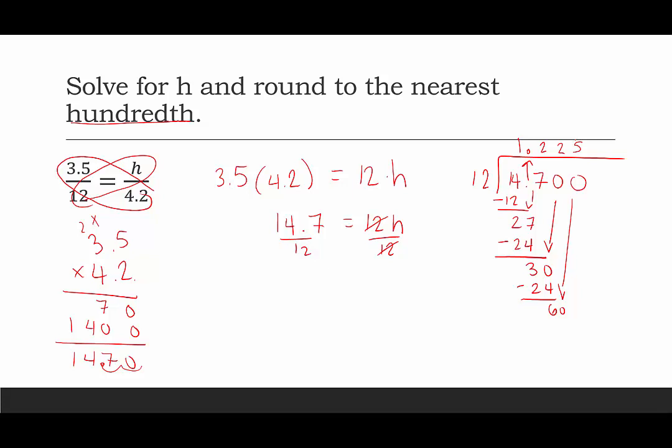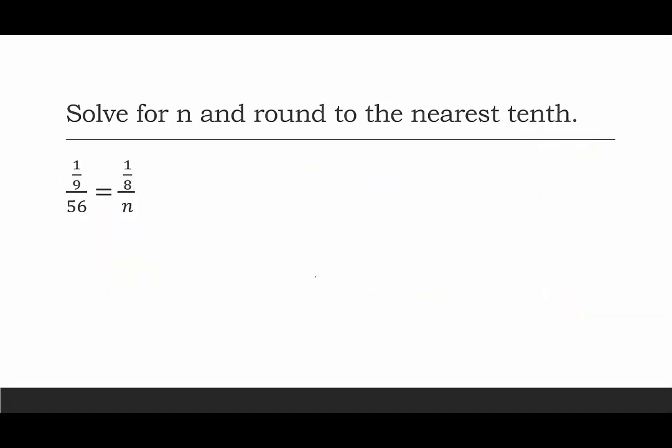So this actually is the entire answer. The entire decimal would be 1.225, but it says to round to the nearest hundredth. The 5 in the thousandths place is telling the 2 in the hundredths place to do what? To bump up. So here we're going to say h is approximately, it's not exact, it's approximately 1.23 or 1 and 23 hundredths.